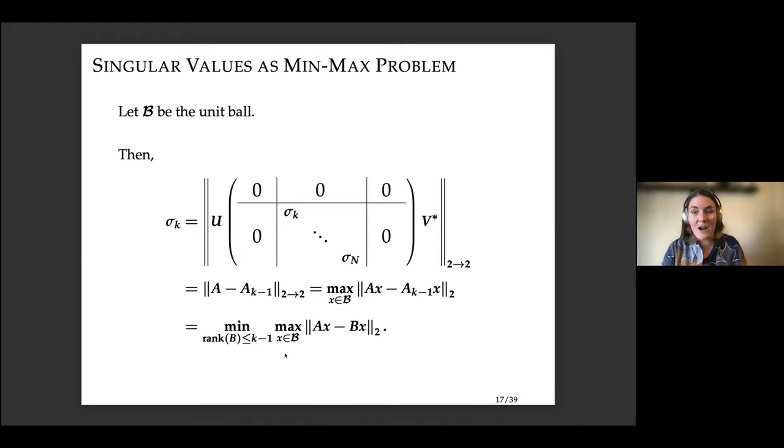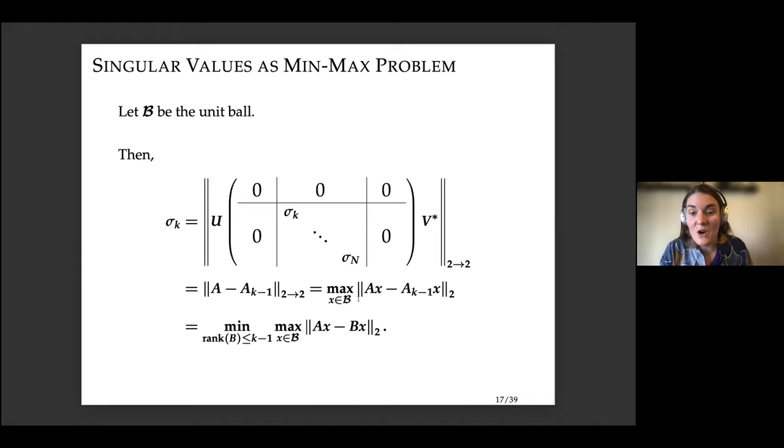So we're going to rewrite the singular value decomposition, the way to compute the singular values, as a min-max problem, which min-max problems are kind of gross, but this will be useful later. So let script B be the unit ball. Then with just a little bit of mild trickery from linear algebra and knowledge about what norms are, you can see that the kth singular value is just what happens if you take the U and the V from your singular value decomposition of your matrix, and then you have a diagonal matrix in the middle, but now you've zeroed out the first k minus one singular values, and you take the spectral norm of that. Well, that's just the same as taking A minus the best at most rank k minus one approximation.